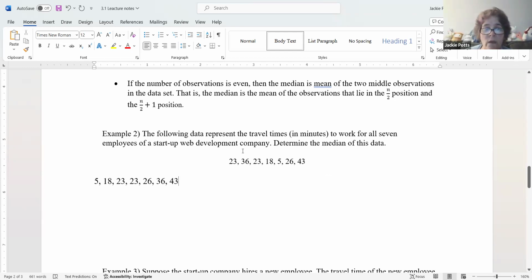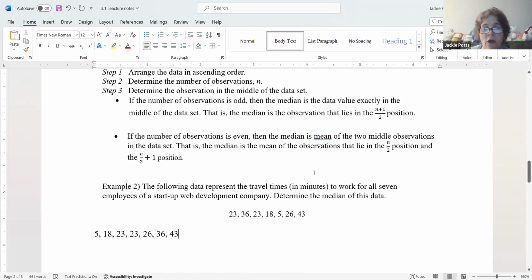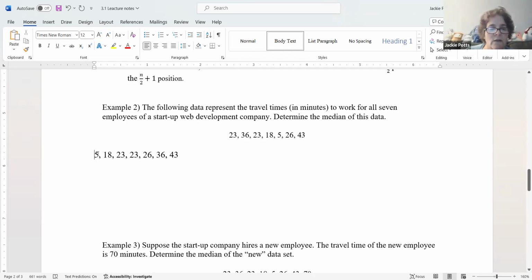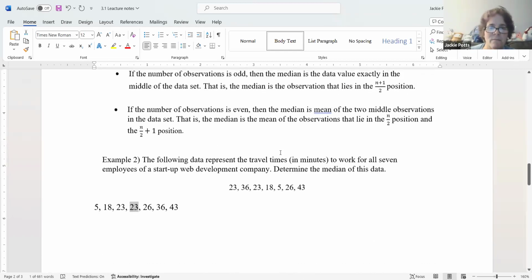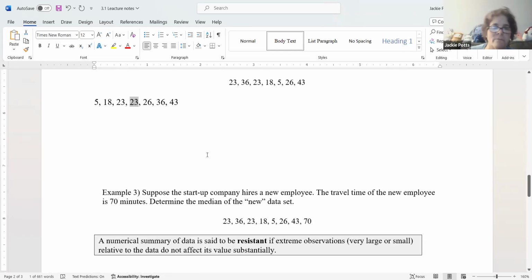It's in numeric order. So now what this is telling you is n plus 1 over 2. You can start counting how many pieces of data there are. It's 7. So divide 7 by 2 and you get what? 3.5. Round to the nearest whole number. 3.5 rounds to 4, correct? So the 4th digit is the median. That's how you do it. So 23 is the median. And there is no symbol for median.